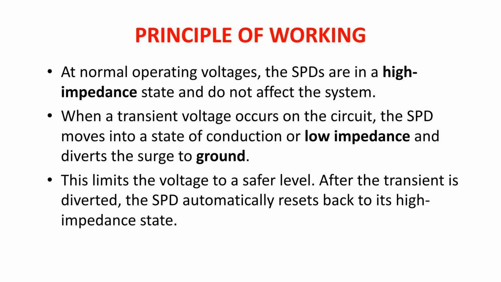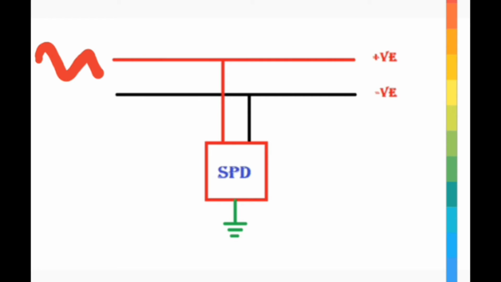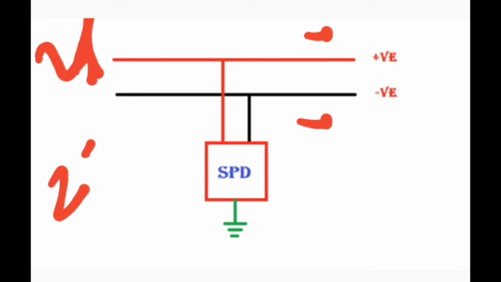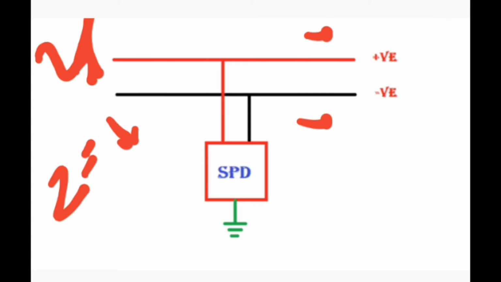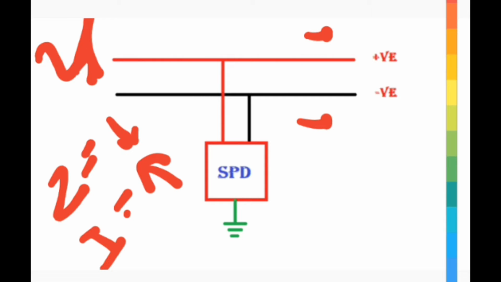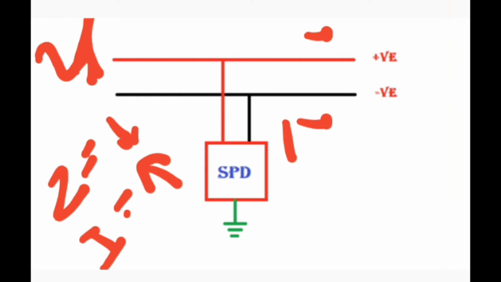Now when a transient voltage occurs on the circuit, the SPD moves to a state of conduction, or we can say low impedance, and it will divert the surge to the ground. Now friends, let's see again with the diagram. When your circuit is facing very high voltage transients, then the impedance, or the current resisting power, of SPD will drop to a very low value, or it will provide a short circuit path to the high current from the surges. The value of current can be as high as 10, 20, 30 kiloampere, and this high current is diverted directly to the ground through SPD.